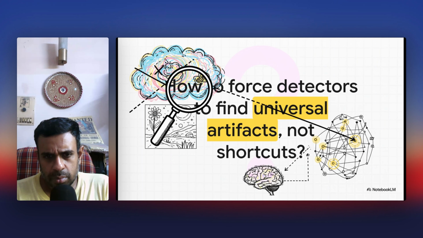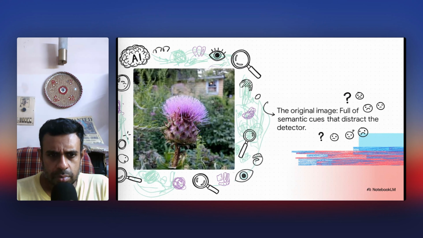How do you stop an AI detector from getting distracted by the pretty picture, the semantic information, and force it to look deeper, to find the universal fingerprints that the AI generation process itself leaves behind? Okay, so take a look at this. This is a normal, high quality picture. It's full of what we call semantic information. You can see a flower, a background, different textures, colors.